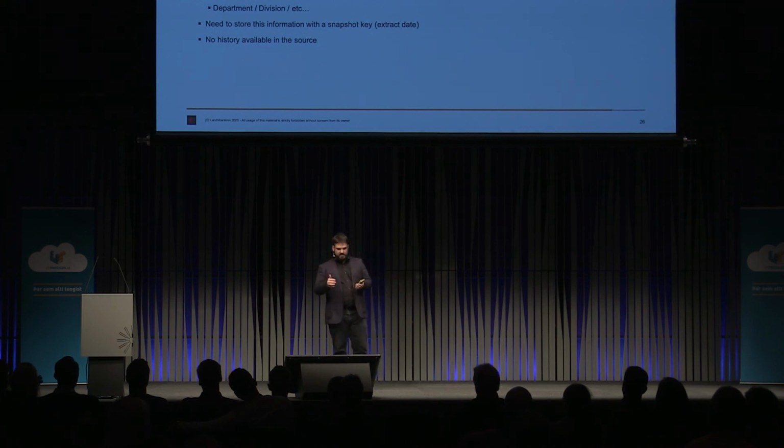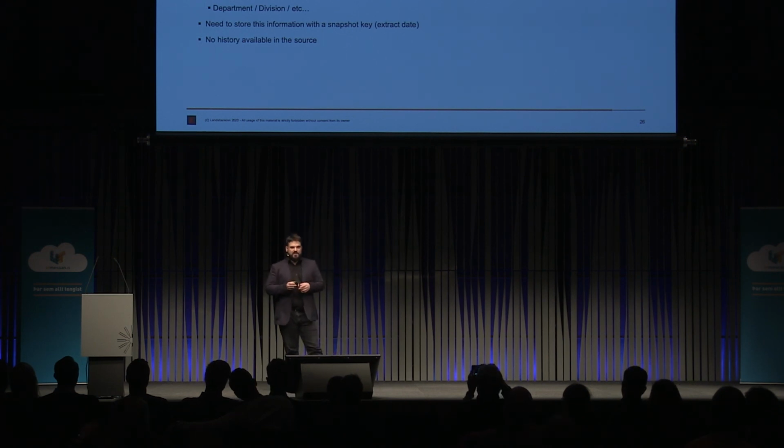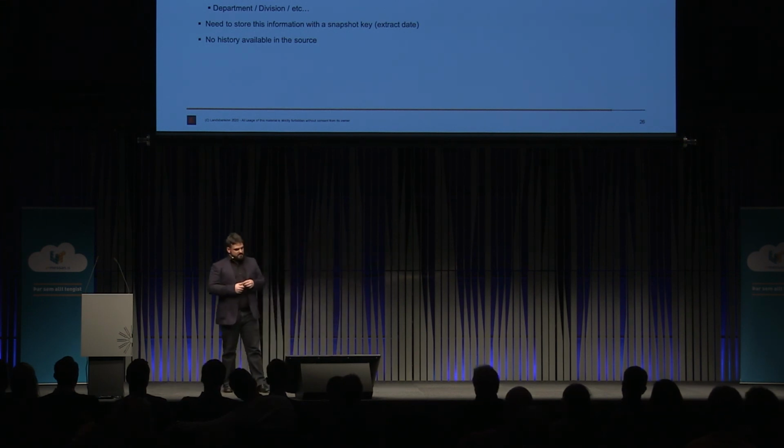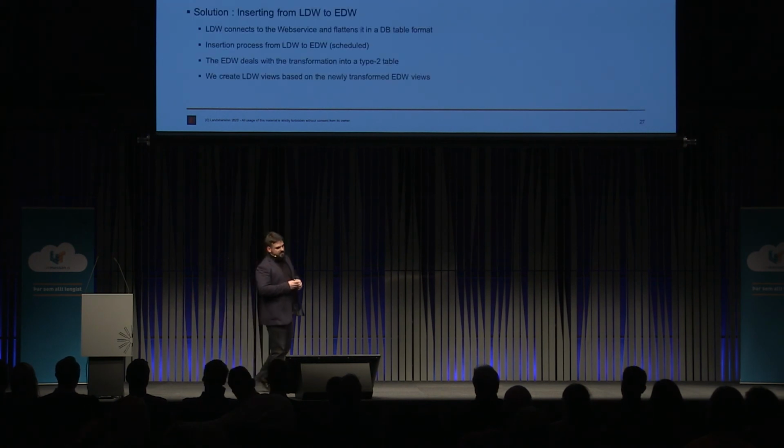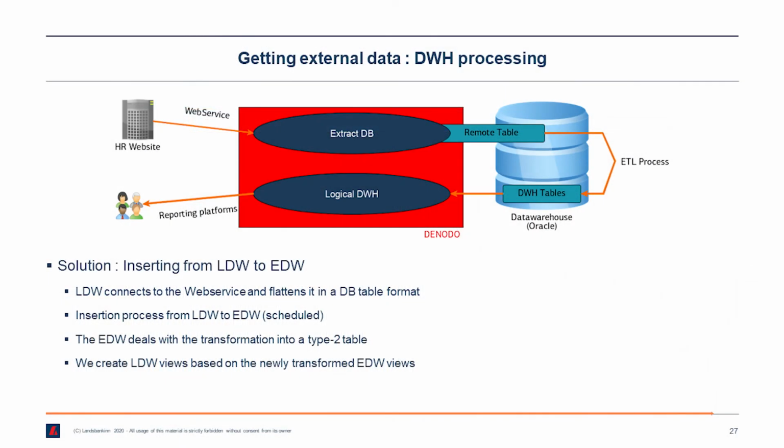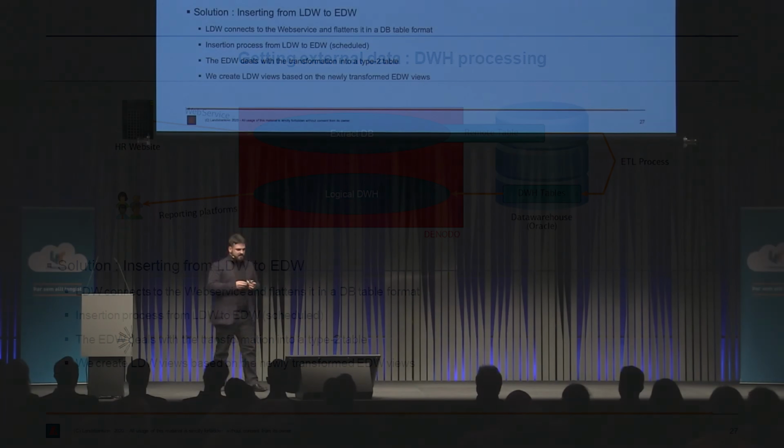So if we need to store it every day to be able to do some analysis and to create a type 2 dimension, we need to physically store it. And this is where we use data virtualization for that. So we connect to this web service through our intranet, and we flatten and structure that data source to store that data physically into our data warehouse in a specific schema.